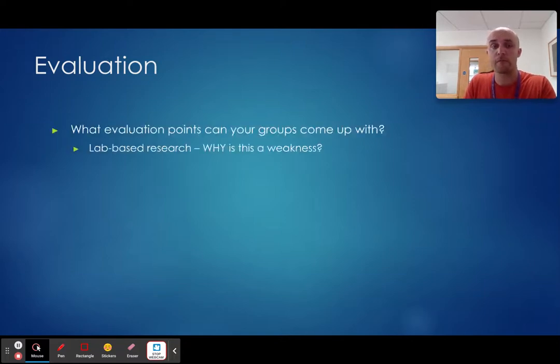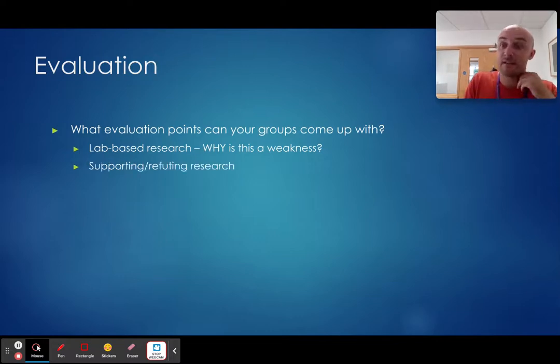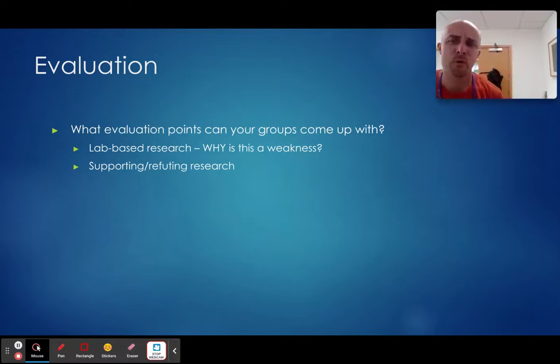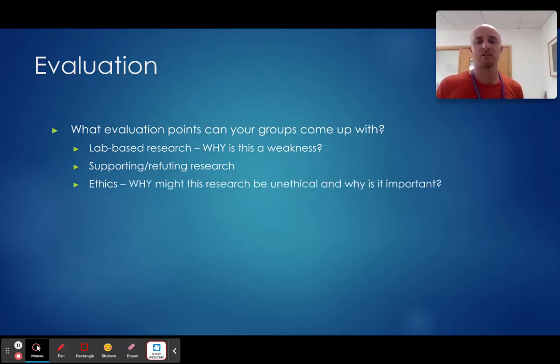I do want to go through some evaluations, just very briefly. I need to strengthen the evaluations here, I think, but all of these tend to use lab-based research. Why is this a weakness? You're going to see in a second. They do have a lot of supporting research, and that's quite important. Not that much refuting research, actually, but they do have a lot of supporting research.